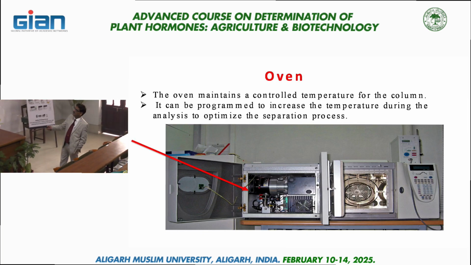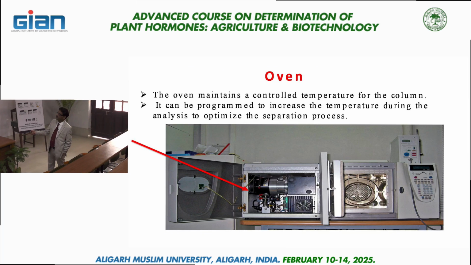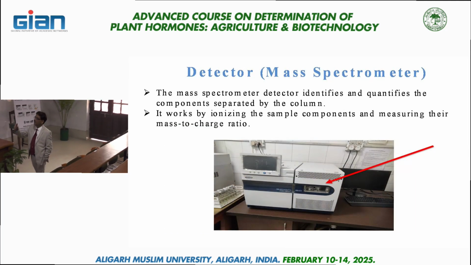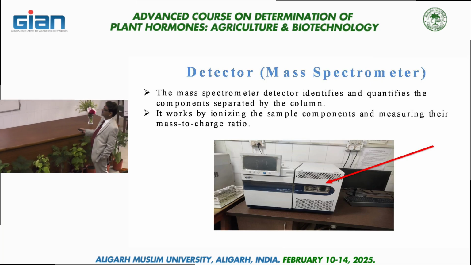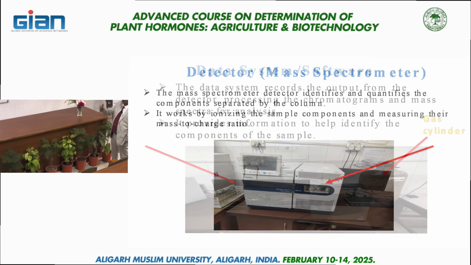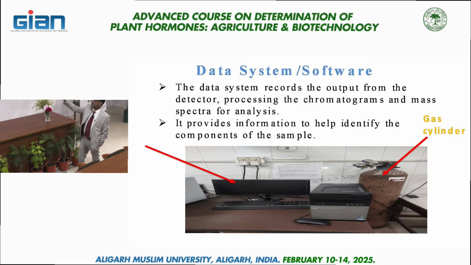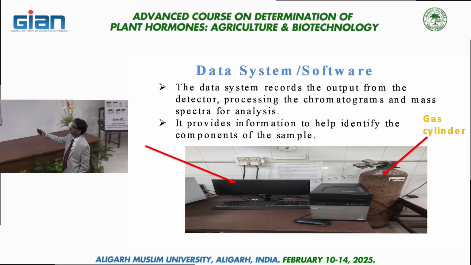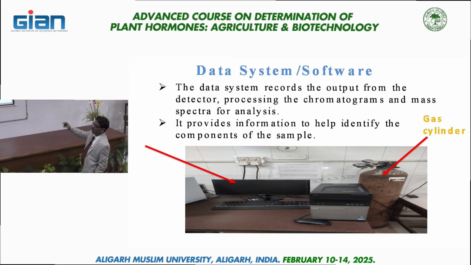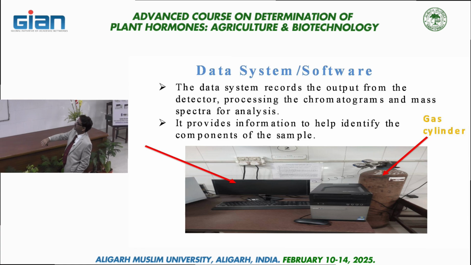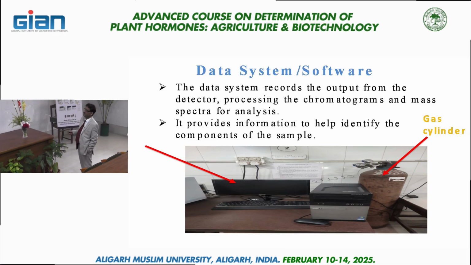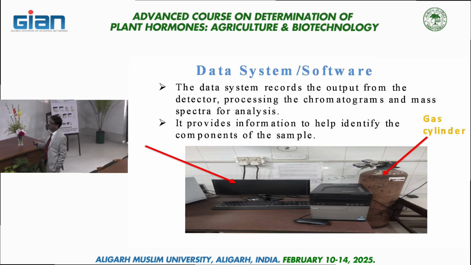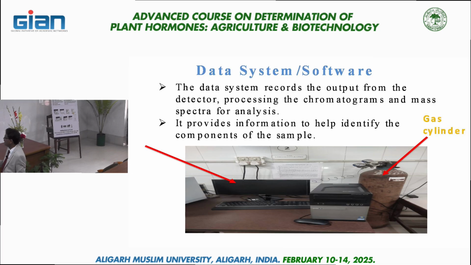Then we have the detector. The mass spectrometer detector identifies and quantifies the components separated by the column itself. Then we have the data system software. Whatever peak we get, we get particular data from that system. The data system records the output from the detector, processing the chromatogram and mass spectra for the analysis itself. It provides information to help identify the components of the sample itself.